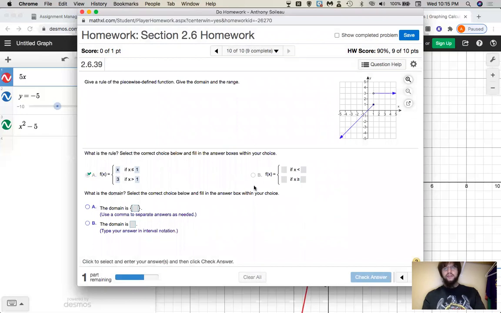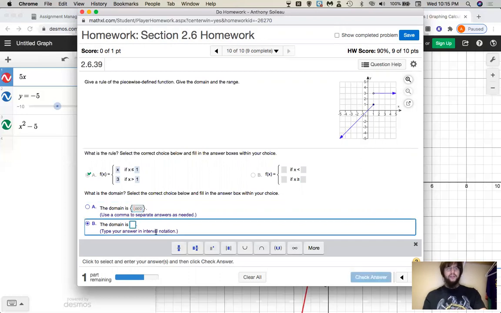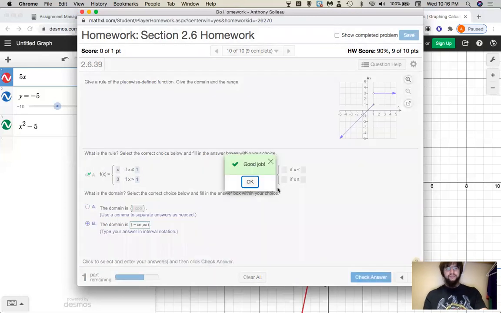The domain is everything. There's nothing that we don't include on the x's. So I'm going to type it right here. Oh no, I'm in the wrong spot. Type it down here where it says interval notation. You can click the button so you don't get confused. There's an infinity button right there. I just like clicking it.